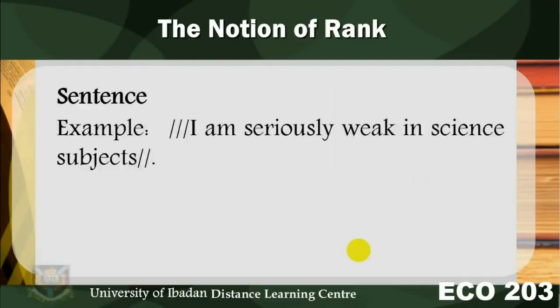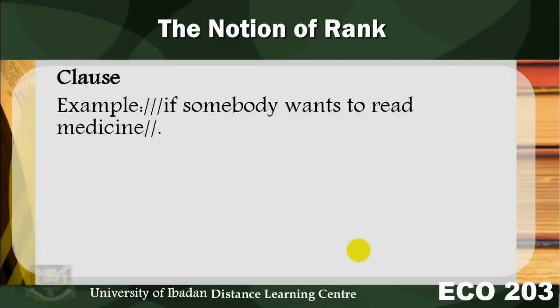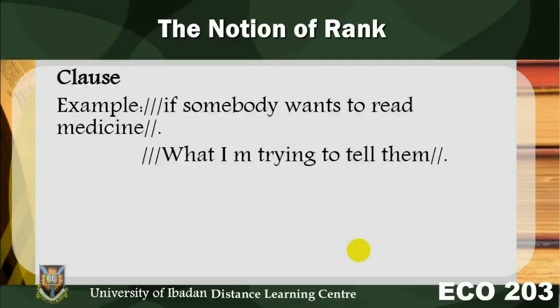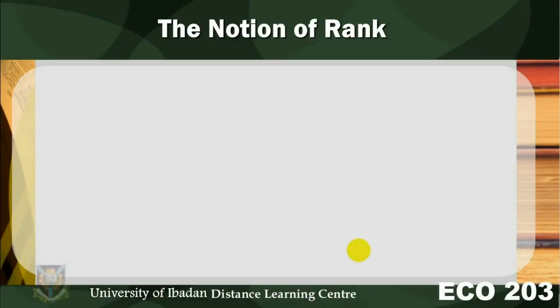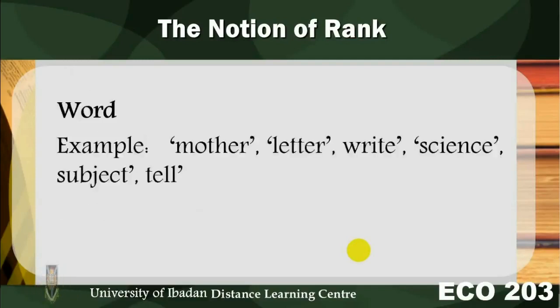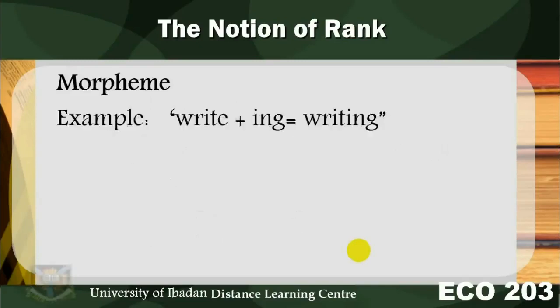1. Sentence. Example: I am seriously weak in science subjects. My mother is sick. 2. Clause. Example: if somebody wants to read medicine, what I'm trying to tell them. 1. Group. Example: is not teaching, would like to do. 2. Word. Example: mother, letter, write, science, subject, tell. 3. Morpheme. Example: write plus ing equals writing.